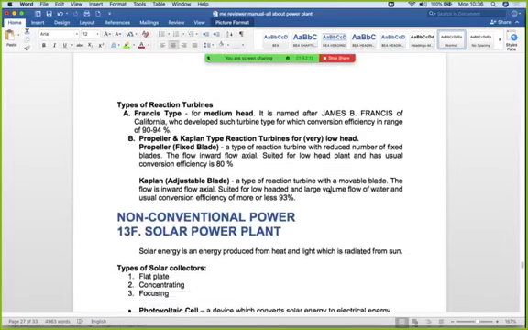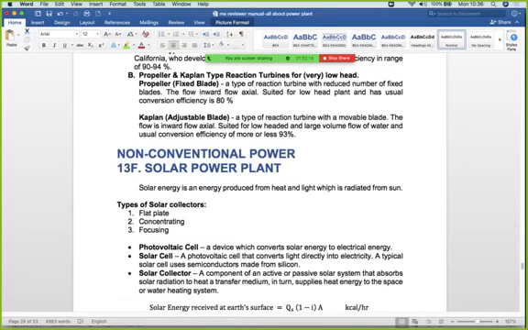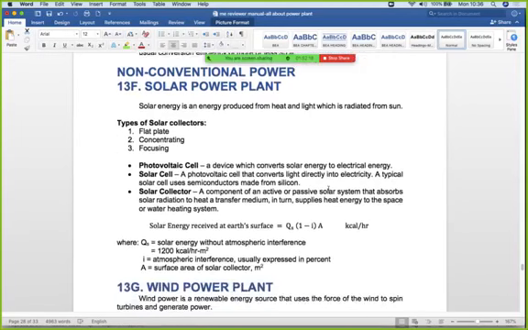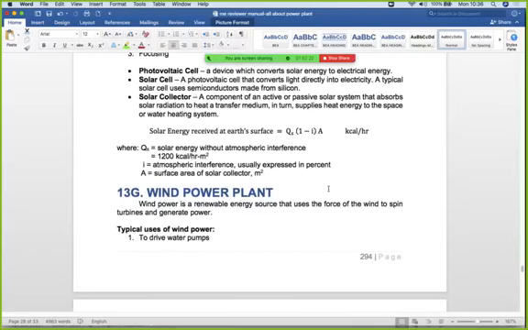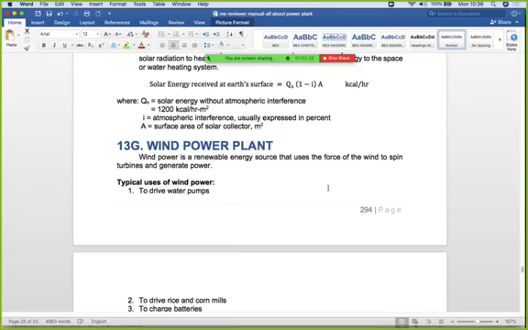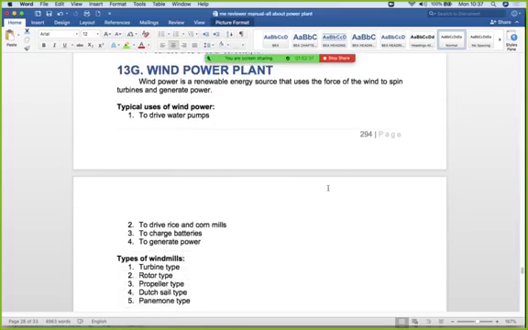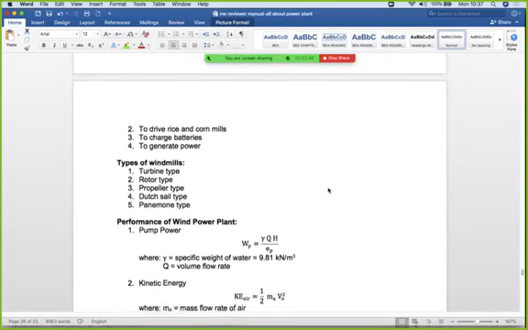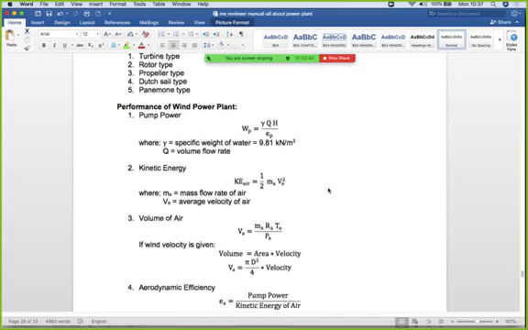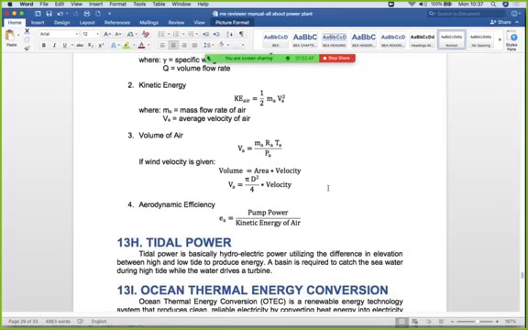It mentions all here. So we have the non-conventional power. We have the solar power plant, so you can read this. You have the wind power plant. You know already what a wind power plant is? It also utilizes wind power to rotate the turbine blade. But the blade is no longer rotated by steam or water power, but by the wind. So we have the propeller. It's not necessarily called a turbine, but a propeller. We have the aerodynamic efficiency.